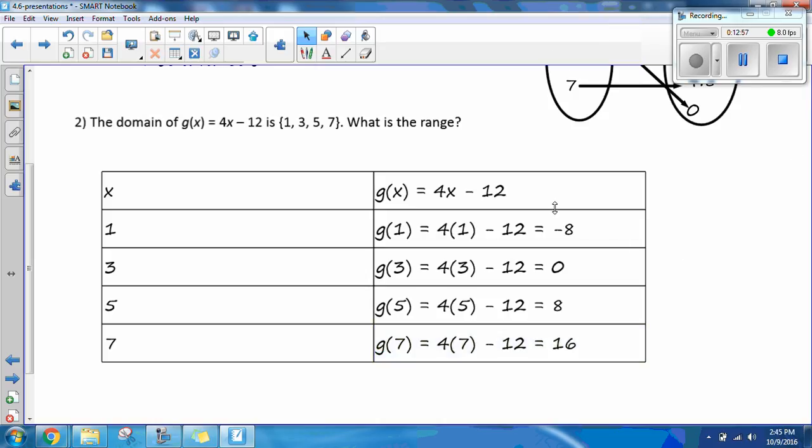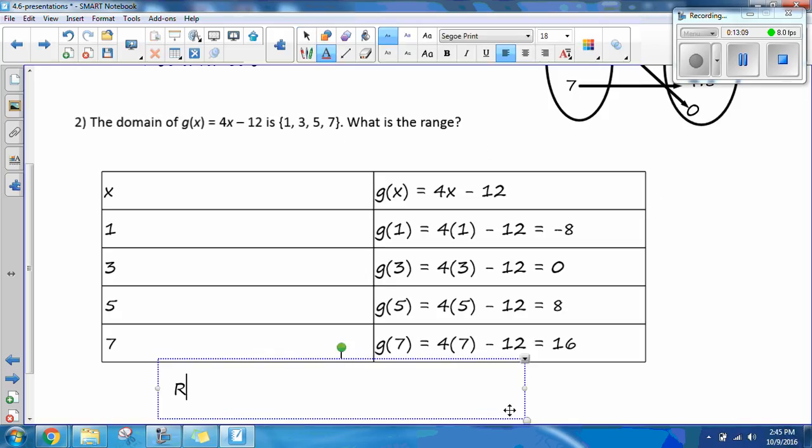So our range values are all our values after we've plugged in the domain into the function. So our range for this problem, range is, and don't forget the set notation with the curly brackets, negative 8, 0, 8, and 16.